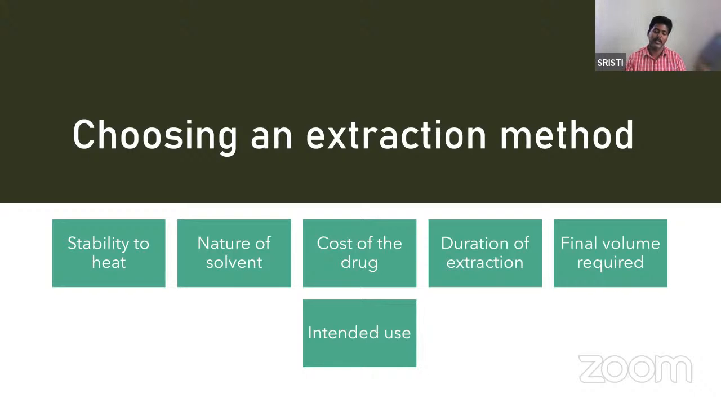And then the intended use. For what purpose, what kind of application are you going to use your extract? If you are going to use it only for a topical application, you need only the crude extract, or you need a purified compound as a drug compound for a drug delivery system, where you take the molecule and prepare a drug. So based on the different types of applications you are planning, you can choose your extraction method.